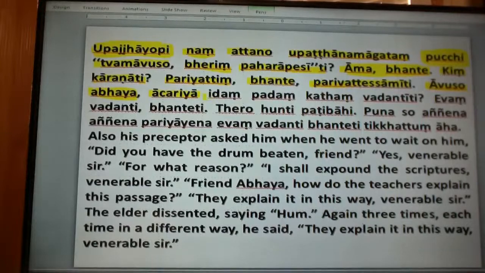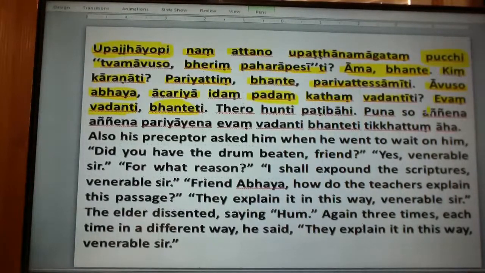Idam Badam. What does Idam Badam mean? Idam means this. So this what? Katan Wadanti means how the teacher explains this, what he asks the Abhidhamma. So the Abhidhamma answers, Evam Wadanti Bandi, Venerable. Evam Wadanti.